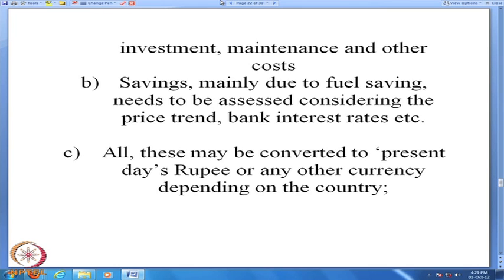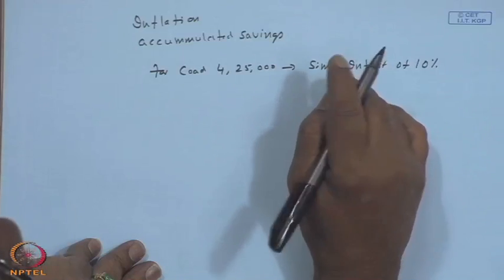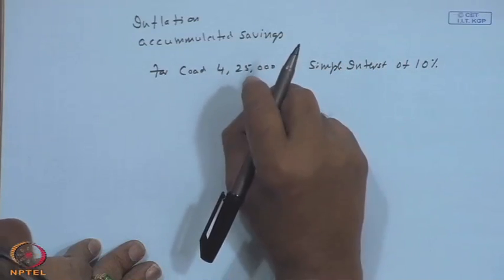All these may be converted to present day rupees or any other currency depending on the country. In other words, if you are going to save 10,000 rupees in the 10th year, 22,000 rupees in the 11th year, etc., what is the equivalence of today? So, one can make an economic scenario depending on inflation, etc., and come out with this system is worth 22 lakhs 3,200 today, or the amount of fuel that you are going to save is going to cost so much in today's terms. Then you make a balanced judgment whether the system is viable or not.